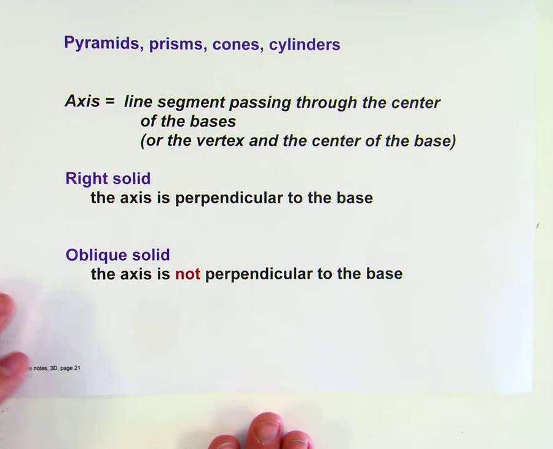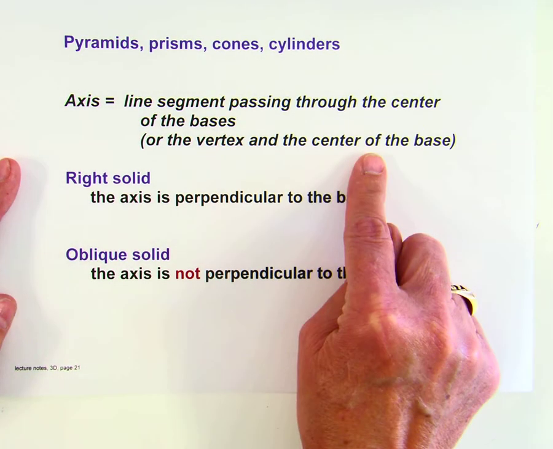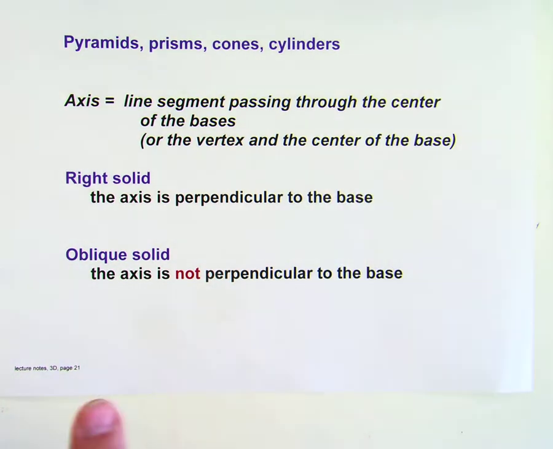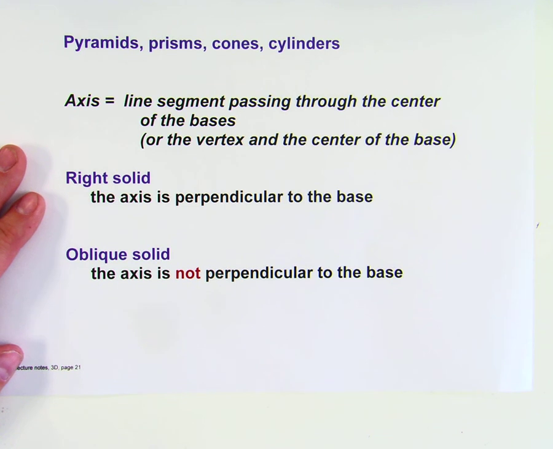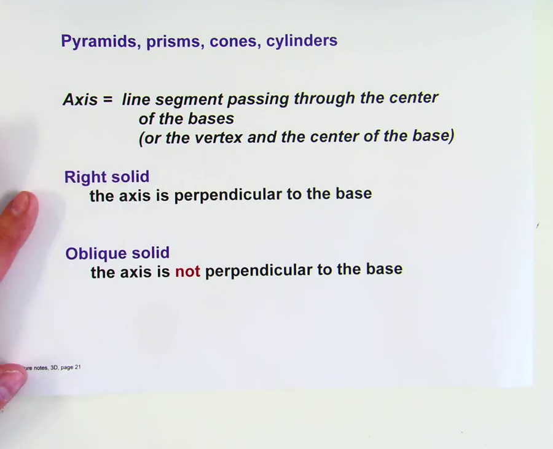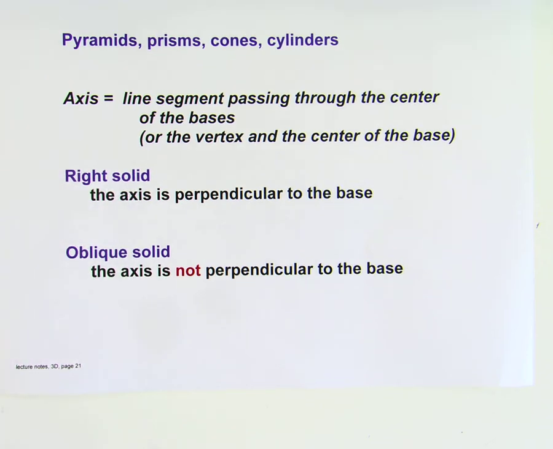If it happens to be a cone or a pyramid, then the axis is the line segment going from the vertex to the center of the base. If the axis is perpendicular to the base, then we call it a right solid, like a right angle. If it's not perpendicular, then we call it oblique.